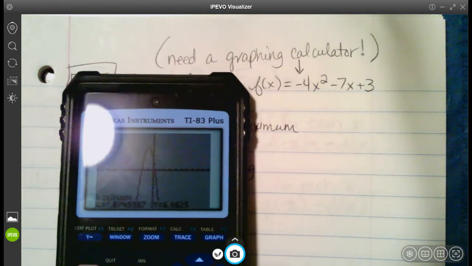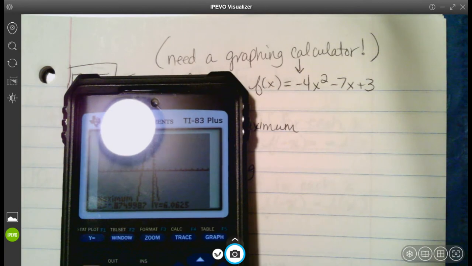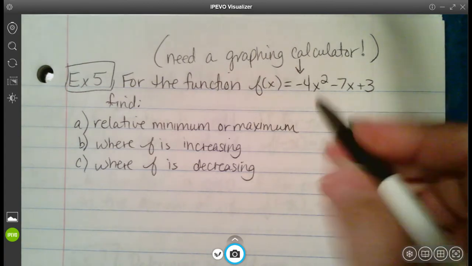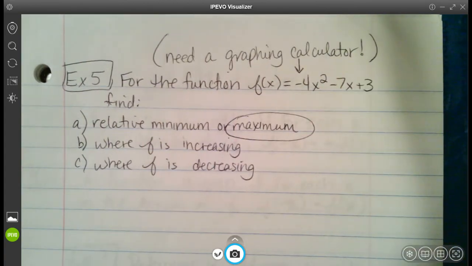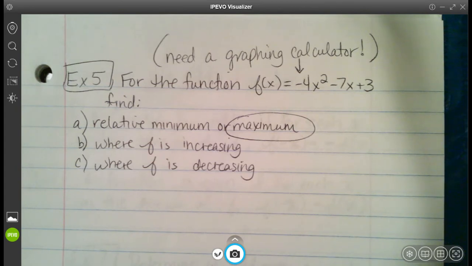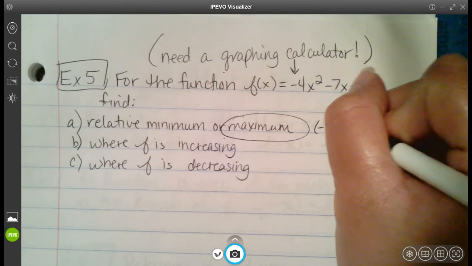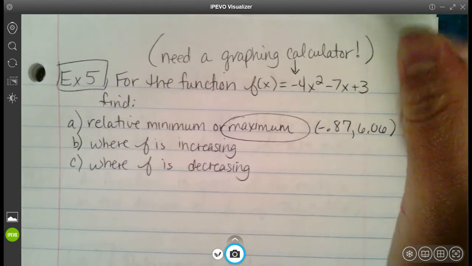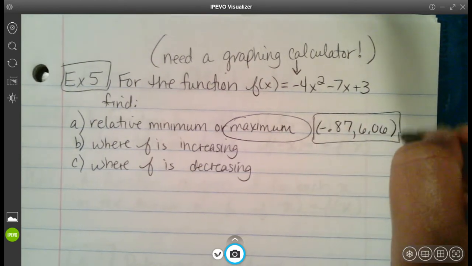It's kind of hard to see. Maybe you can see it. Remove this, but it says it's at negative 0.87 and 6.06. I'm going to write that down. So it looked like we had a maximum, and that maximum was at negative 0.87, comma 6.06. And we did have to use a calculator for this one because this is not an exact number, right?